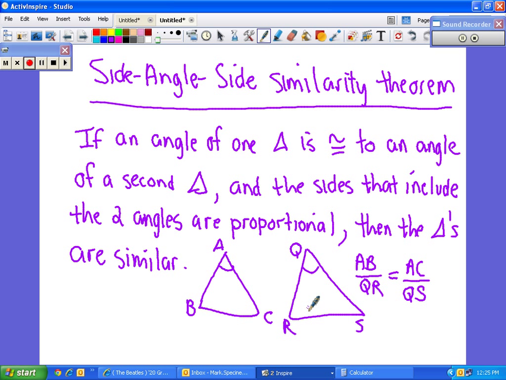So what you'll notice is we no longer have to show either that all the angles are congruent or that all of the sides are in proportion. Now if we just show that two sides are in proportion and that the angle in between those two sides is congruent, we can say that the triangles are similar. So this theorem, and the postulate, is allowing us to shorten the process by which we can show similarity. Okay?